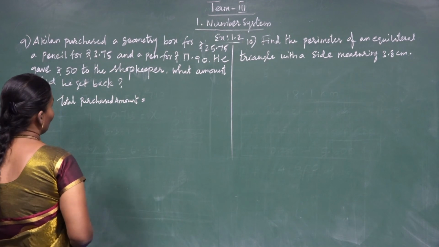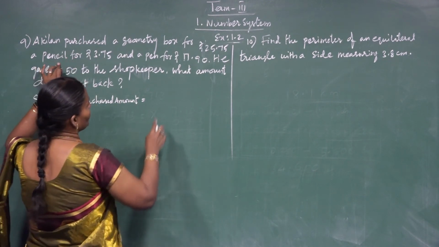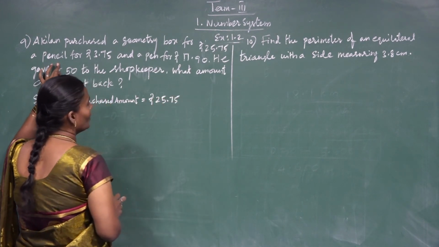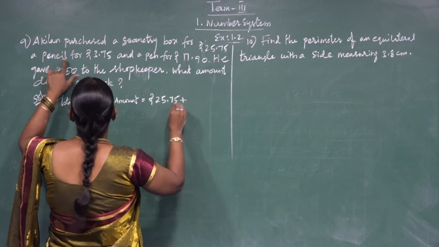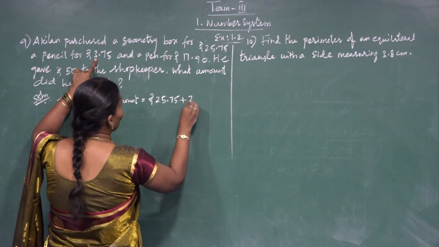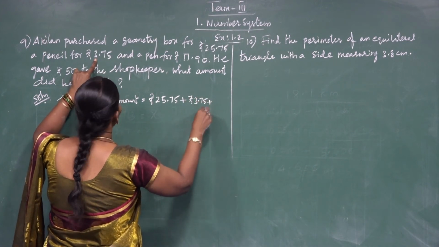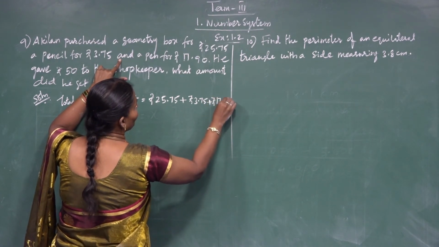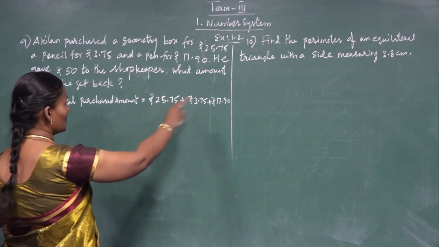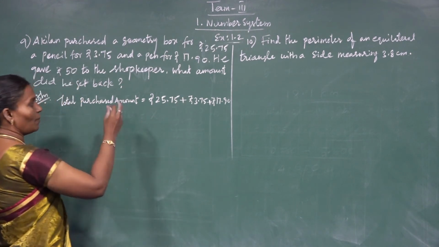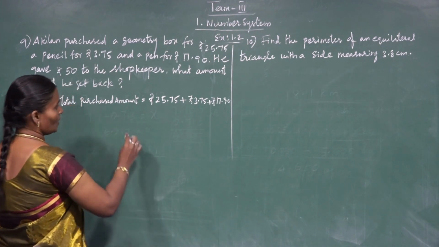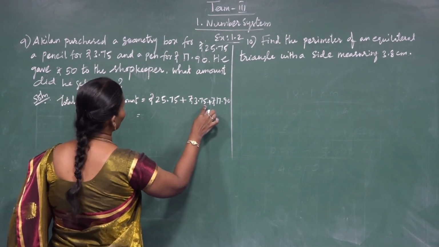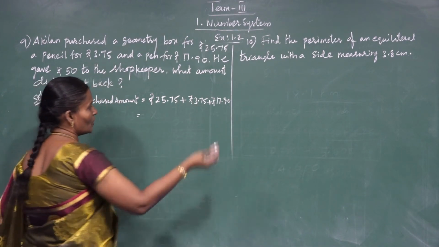Total purchased amount. So what are the things he purchased? A geometry box is rupees 25.75. Then a pencil purchased for rupees 3.75. Then plus the pen purchased for rupees 17.90. First you have to add these 3, so you find out the total purchased amount. See, here 2 decimal places, here 2 decimal places, here also 2 decimal places. So just you have to add.